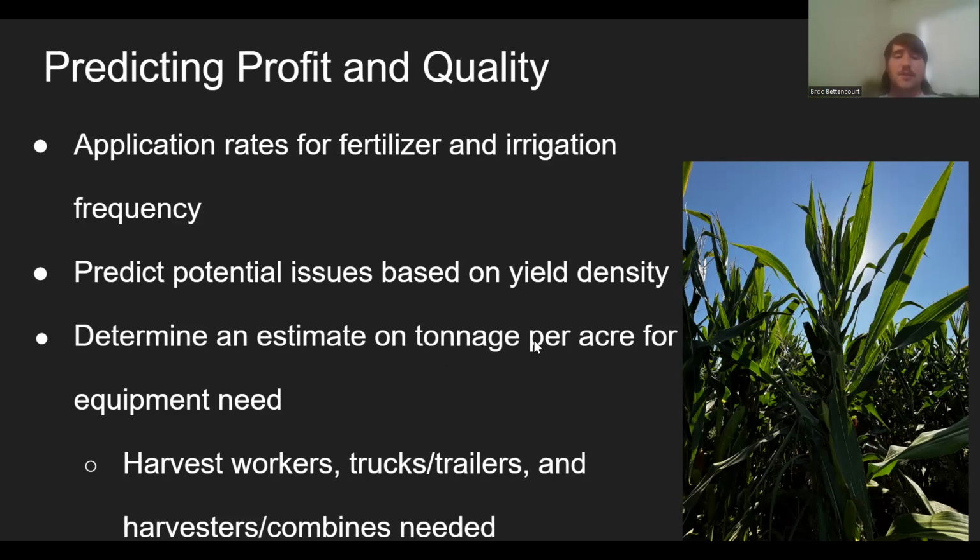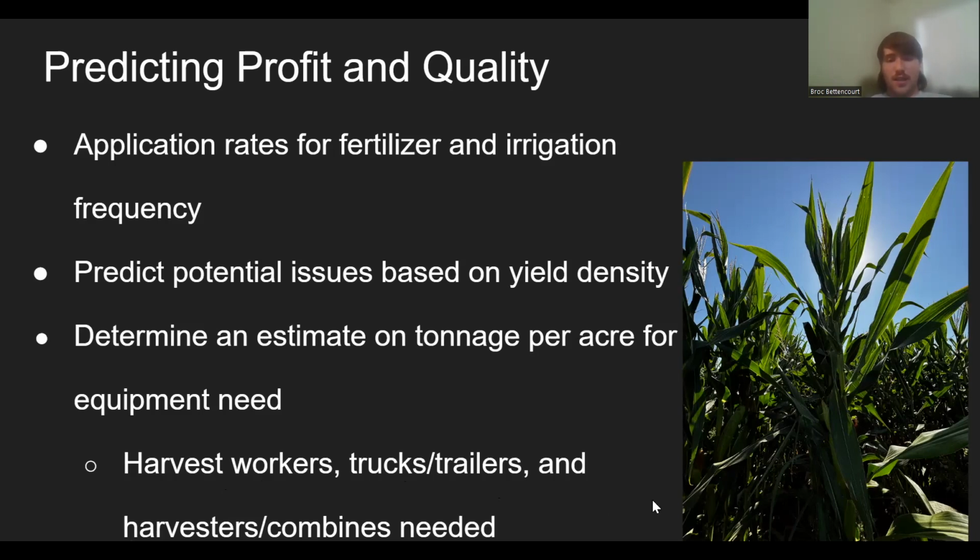Some equipment needed would be during the harvest time. So we'd need our personnel and staff workers. We need trucks and trailers to be able to move our product around. And then we also need harvesters and combines to actually go through the field to harvest that. Along with the equipment needed, we also need a buyer. So if we have a lot of corn per acre, we're going to have to figure out a buyer that is willing to buy that much corn.